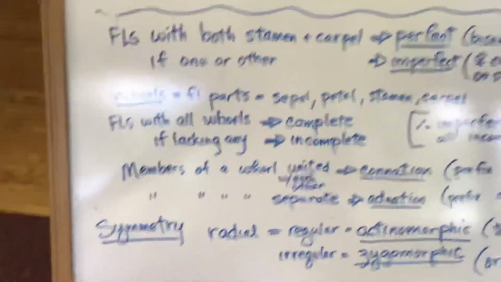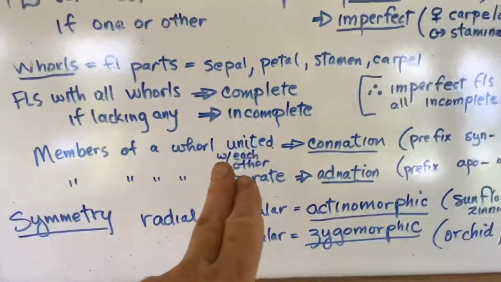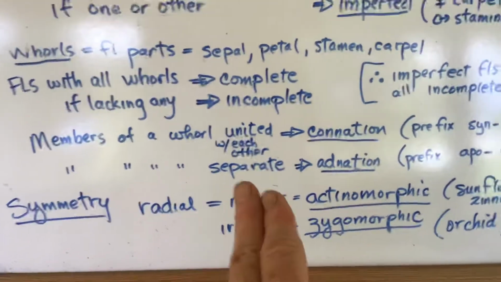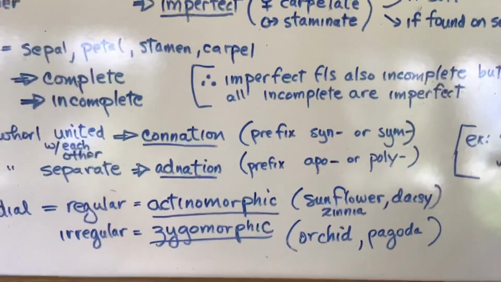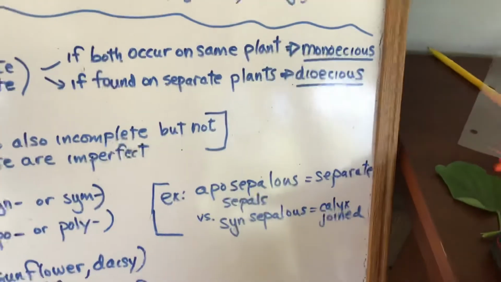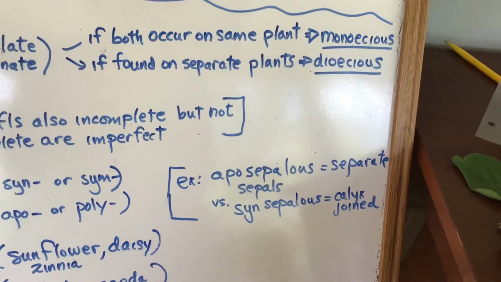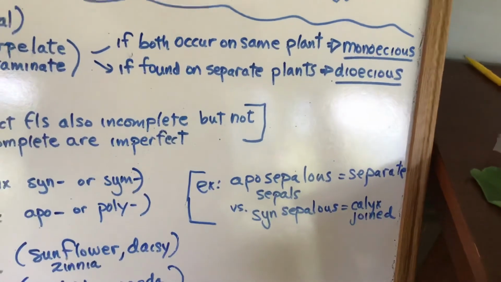All right, so next, I kind of skipped down before. Members of a whorl, if they are united, is called connated, or connation, and if they are separate, it's called adnation. If it's connated, the prefix syn or sym is used, and if it's adnate, the prefix apo or poly can be used. So, for example, an aposepalous flower has separate sepals, whereas a synsepalous flower would have the calyx, or the sepals, joined.